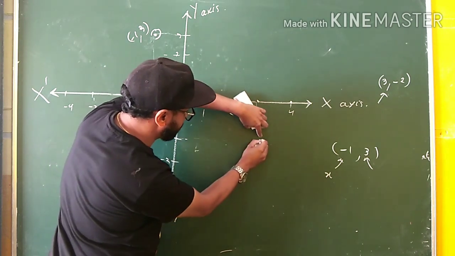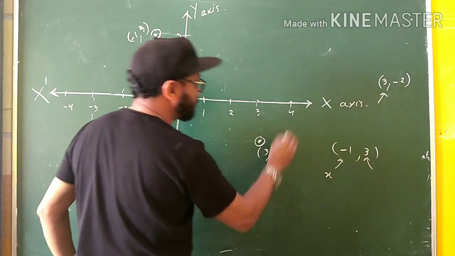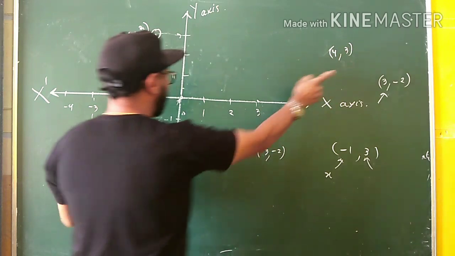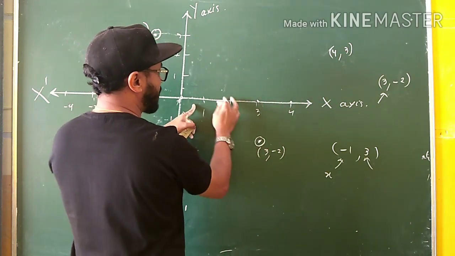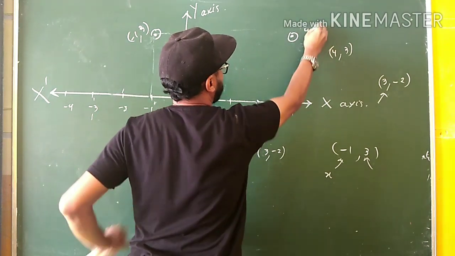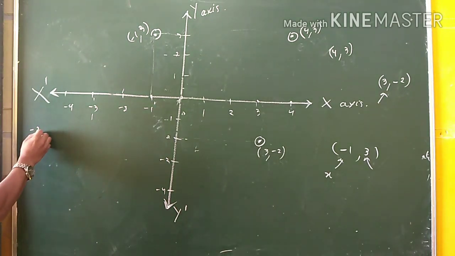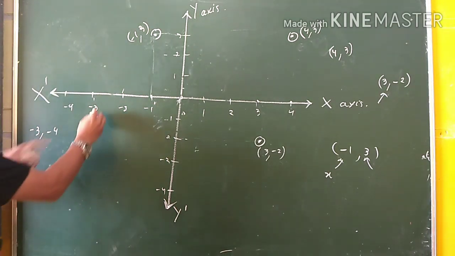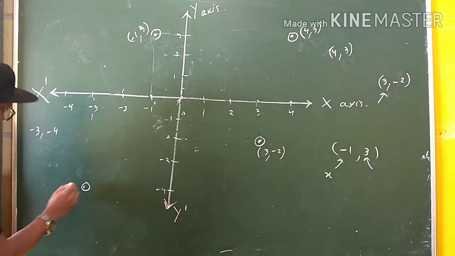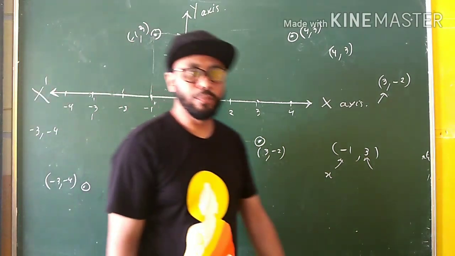If you draw a perpendicular from both these points, we'll get a value here which is 3 and minus 2. Similarly, if I write 4 and 3, both are positive, so that means it lies in the first quadrant, 1, 2, 3, 4 and 1, 2, 3. So you'll meet here. So this is 4, 3. And let us take another example, that is minus 3 and minus 4. So minus 3 is here, and minus 4 is here. These two meet here, which is minus 3 and minus 4. So this is how we plot a point.